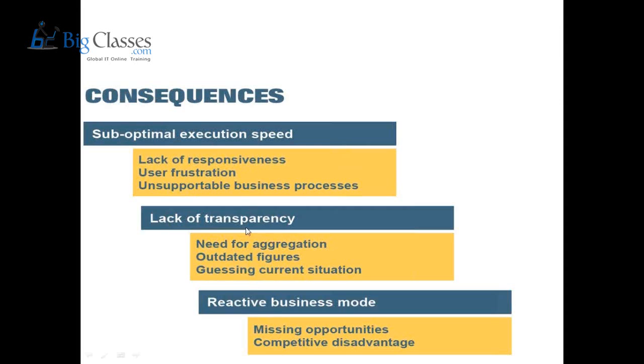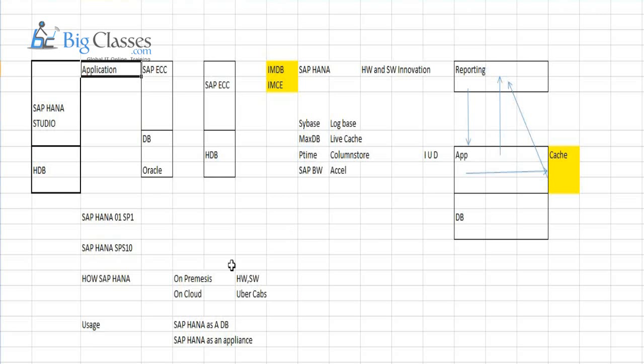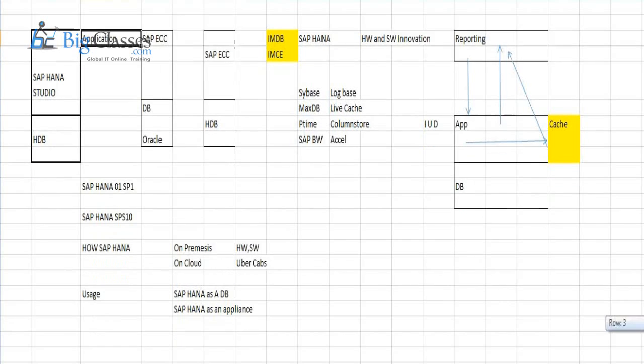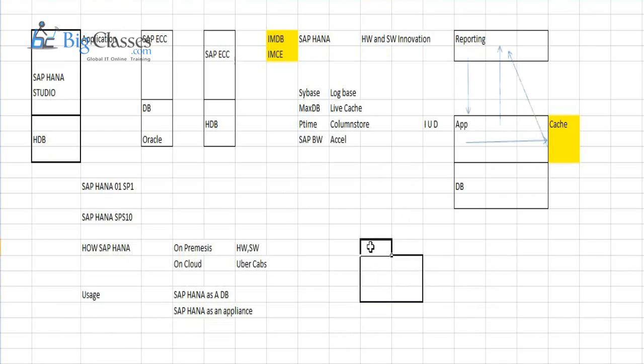The second one is lack of transparency: need for aggregation, outdated figures, guessing the current situation. One more thing I forgot to mention: if you look at the SAP ECC system and the BW system, your SAP ECC is your OLTP system, online transaction processing, and your SAP BW system is your OLAP system, online analytical processing system, right? So this is your current data, right?